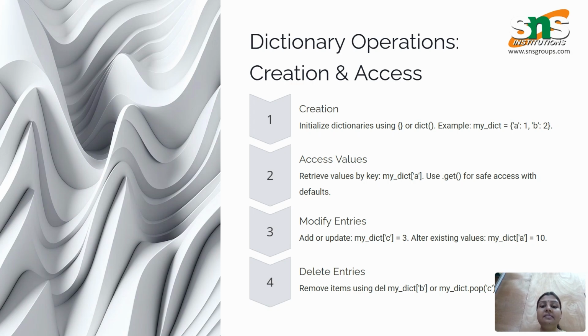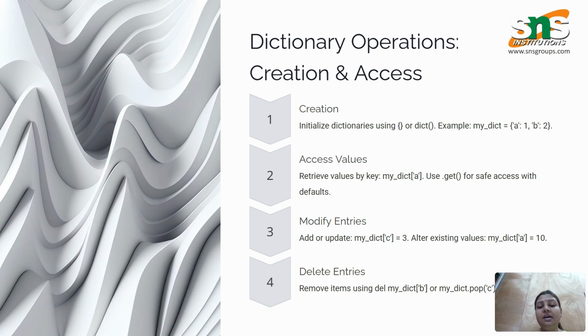And then how to access the value of a dictionary? We can retrieve values by key: my_dict within square brackets of the required key we have to give. Use .get() with opening and closing parentheses for safe access with defaults.